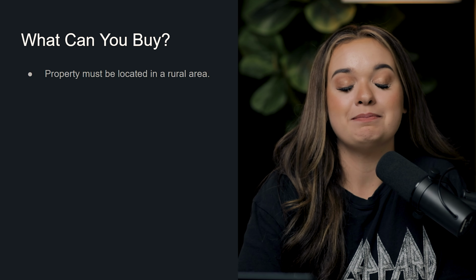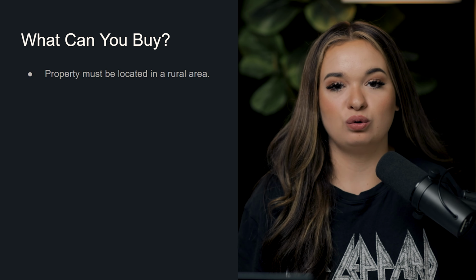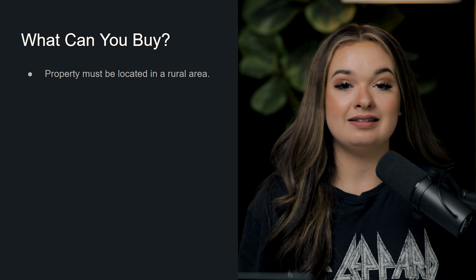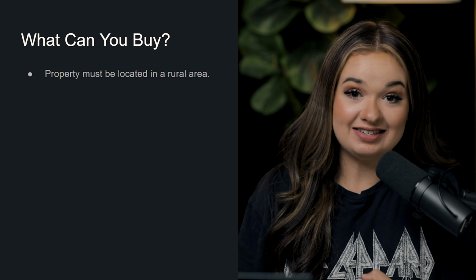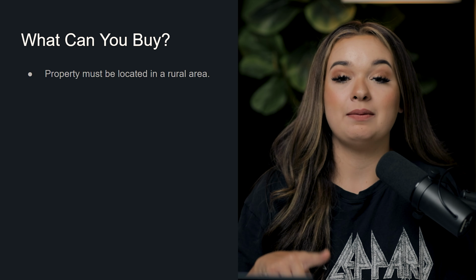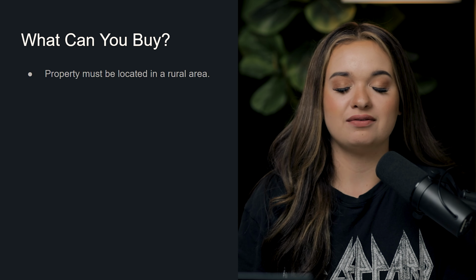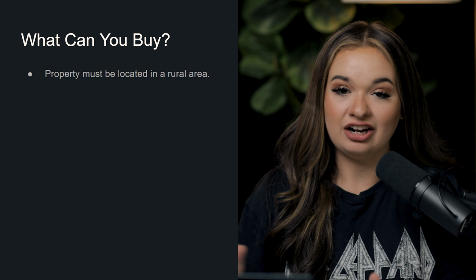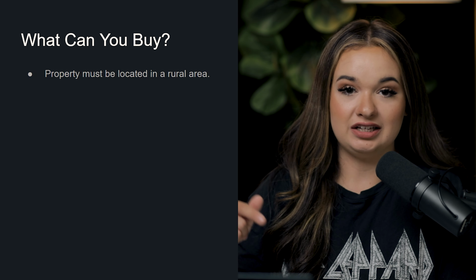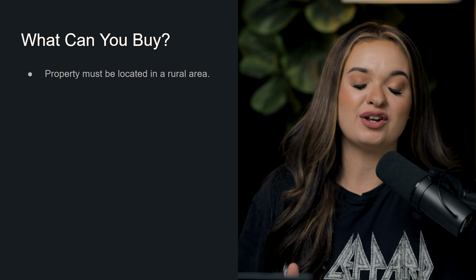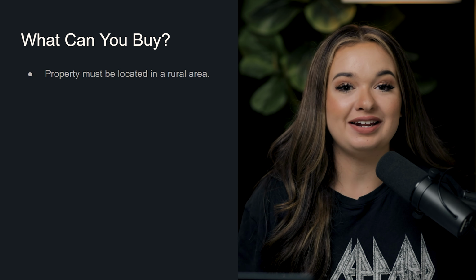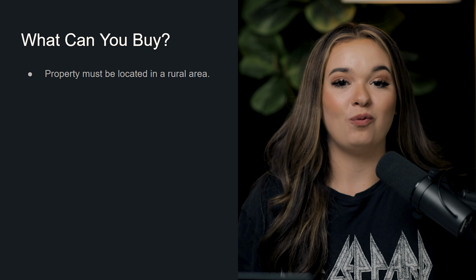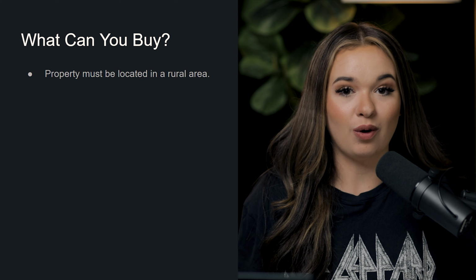So the property must be located in a rural area. And for a USDA loan, that typically means that it either needs to sit outside of the city limits or it can be a city that has a population of less than 35,000 people. Of course, there is an interactive eligibility map that I will leave linked in the description box for this video so that you guys can put in specific addresses and see if where you are looking at buying will qualify and be an overall qualifying area.